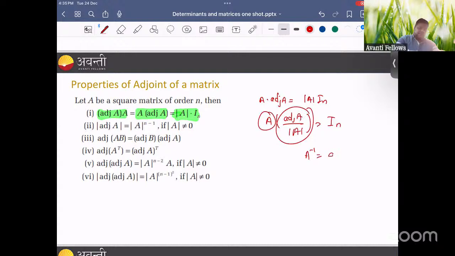So A inverse is adjoint of A upon determinant of A. And from this point, we can very clearly say that A inverse will exist if determinant of A goes non-zero. Got it? There comes a definition, singular matrix. Singular matrix.